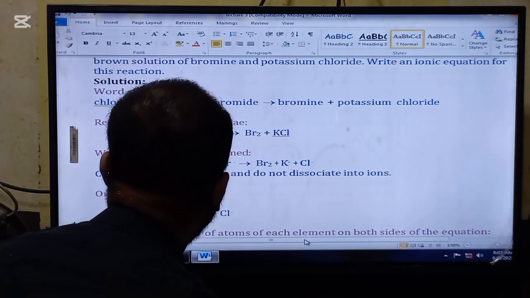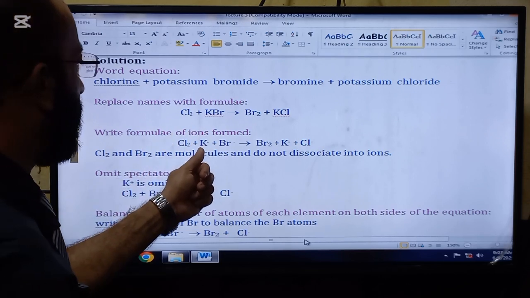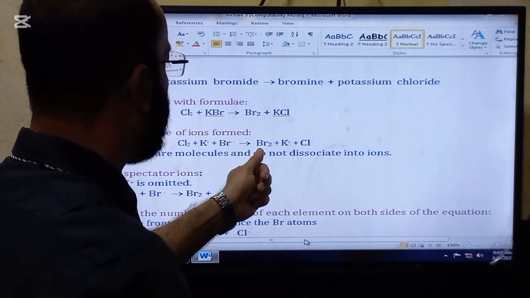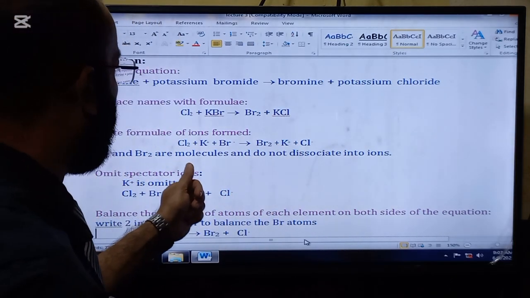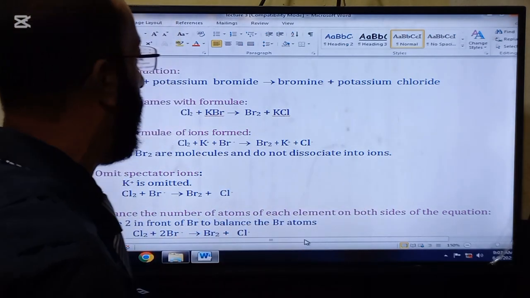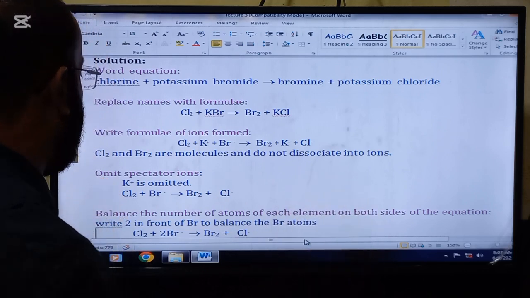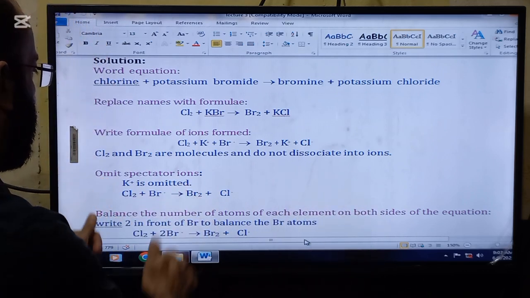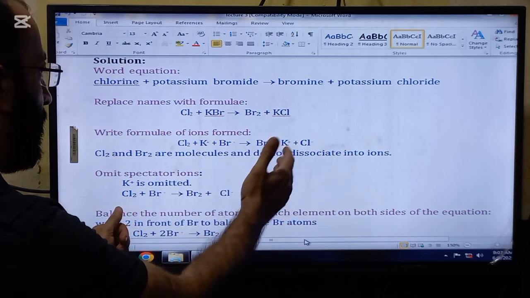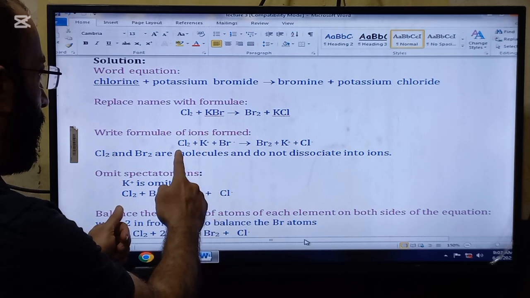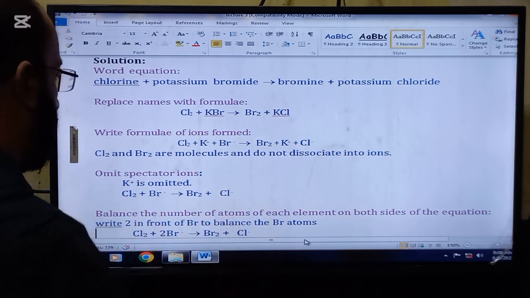Next step will be to write the formulas of the ions formed. So Cl2 will remain as it is. Here will be K+ and Br⁻. Br2 will remain as it is. Here will be K+ and Cl⁻, because Cl2 and Br2 are molecules and do not dissociate into ions. So remember, molecules will not dissociate into ions. Now the next step will be to omit the spectator ions. So potassium is the spectator ion, so that will be omitted. After omitting the potassium ion, on the left hand side we will have Cl2 plus Br⁻, and on the right hand side we have Br2 and Cl⁻.